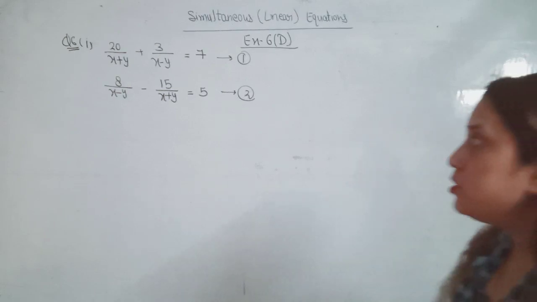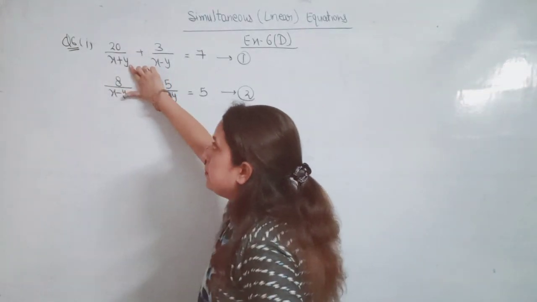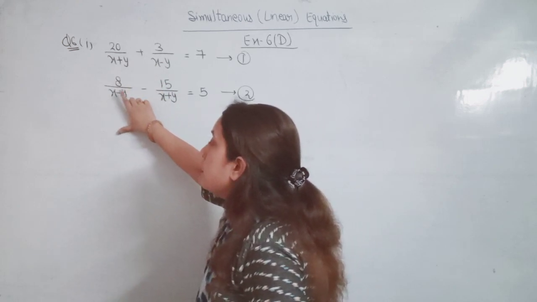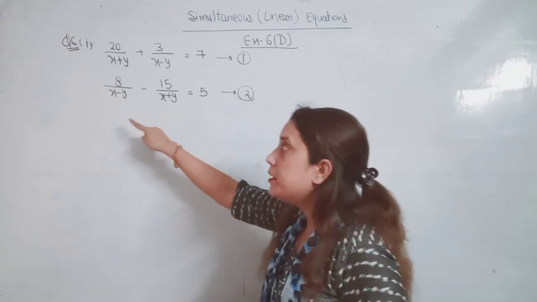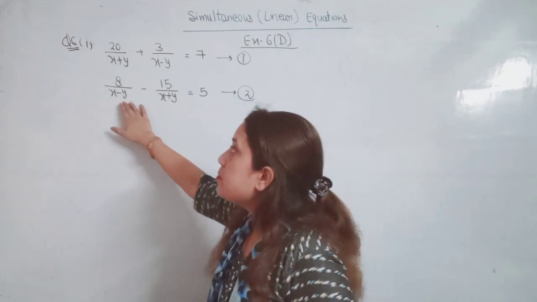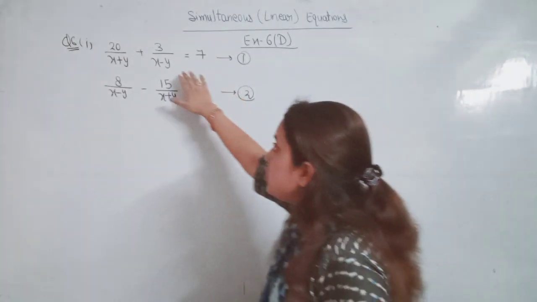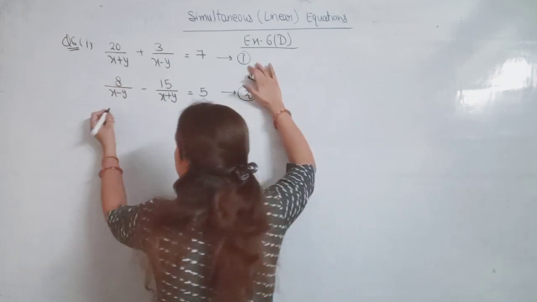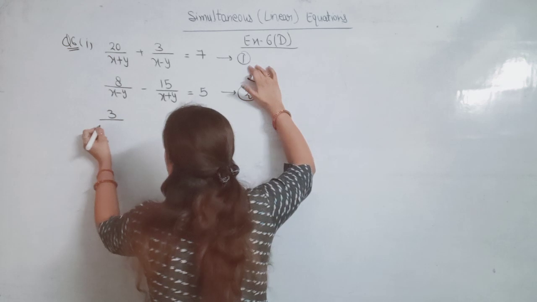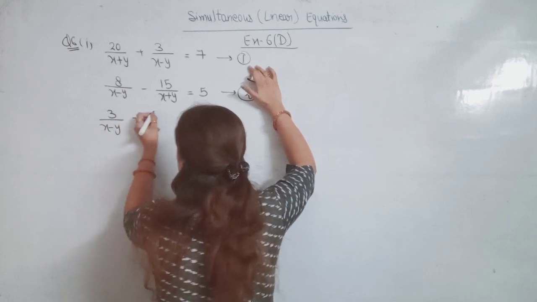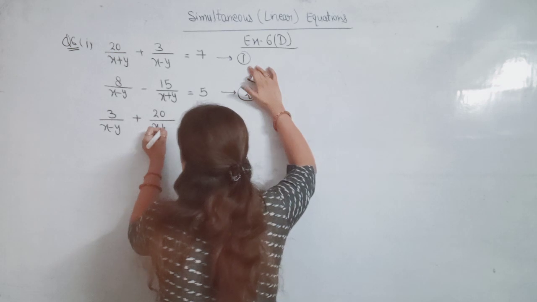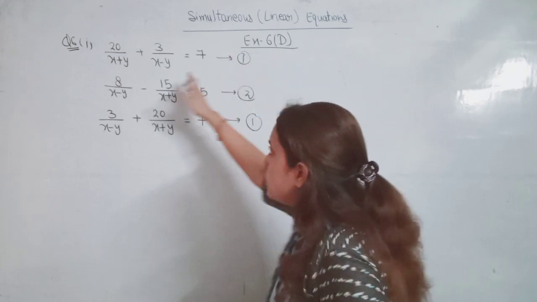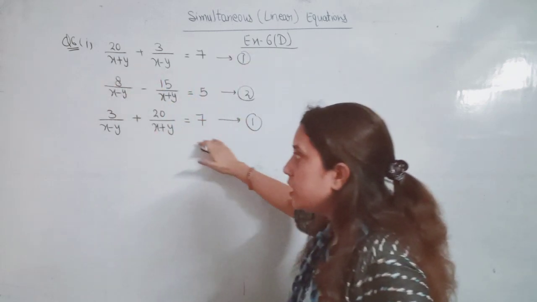In equation 1, the first term has x upon y, but in equation 2 the first term's denominator is x minus y. So first we change the first term into the second term in equation 1. It will be 3 upon x minus y plus 20 upon x plus y is equal to 7. This is equation 1. If we interchange the terms, there will be no change in the equation.